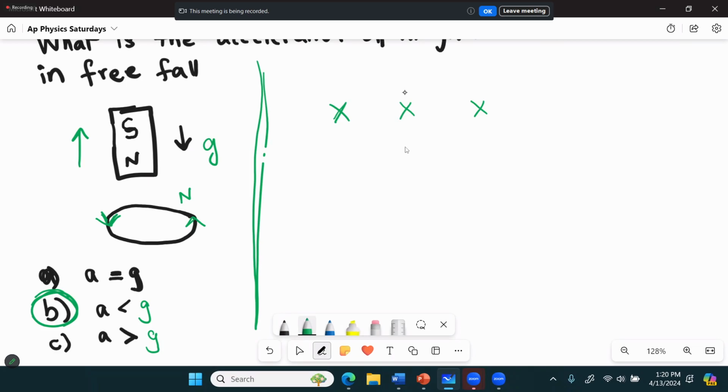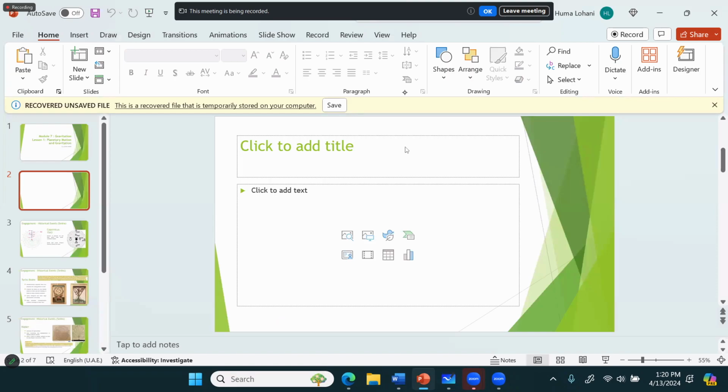Let me try to do it here. Maybe it will be better. And this is a coil here. It has a radius r.